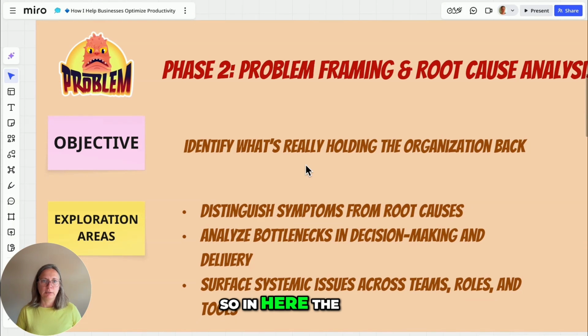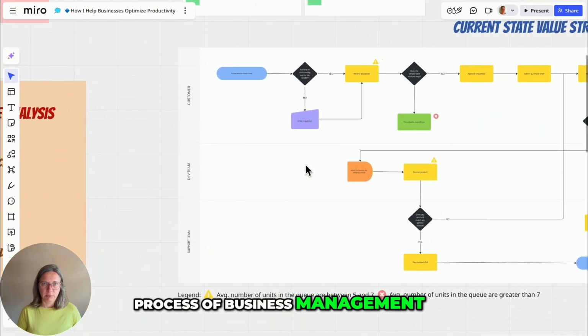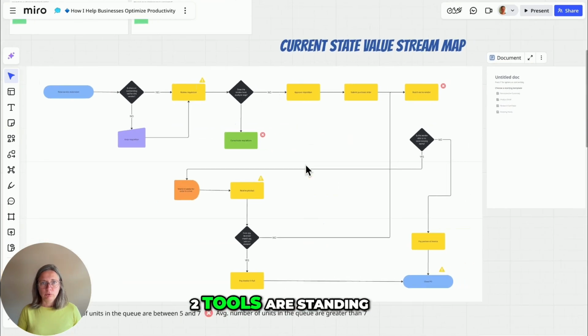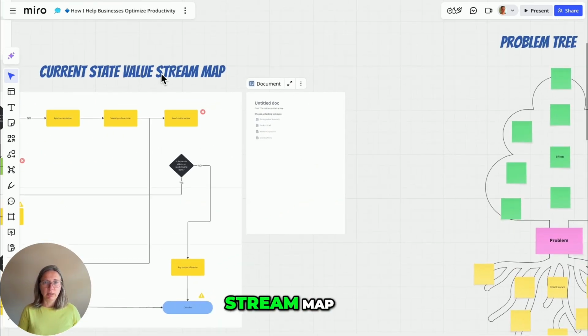So here the main outcome from this phase would be to really have a common understanding of the problems and where these problems exist in the whole process of business management and product management or service delivery. 2 tools are standing out for me here. One is the value stream map.